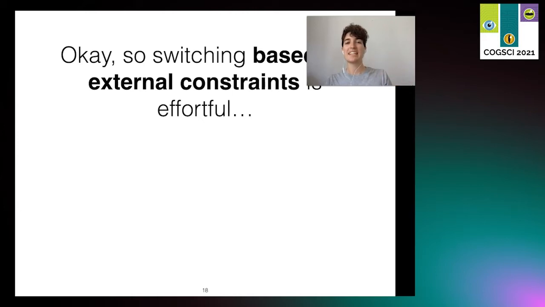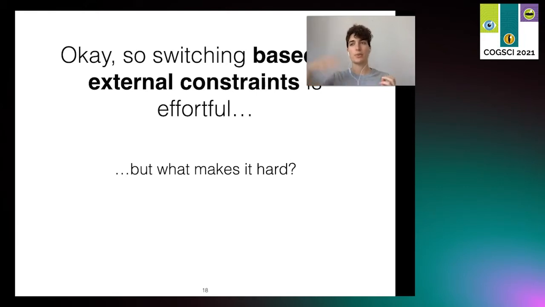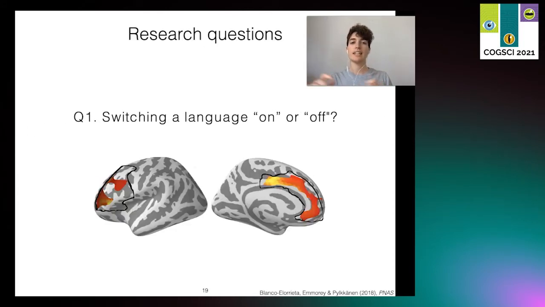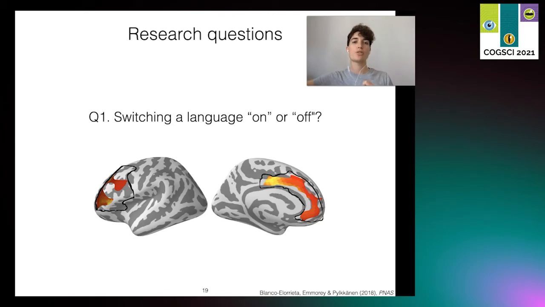So given that we know that, my next question was, okay, then what is it that makes it hard? Why is it that if I switch voluntarily, it's totally fine, but there is a cost associated with it if I'm doing it because somebody joins the conversation who doesn't understand the language I was producing up until that point? Or in other words, is what's hard that I need to turn on a language that I wasn't using up until that point? Or is it the case that having to stop producing what I was producing is driving this cost? Is it turning a language on or turning a language off that's driving this effect?